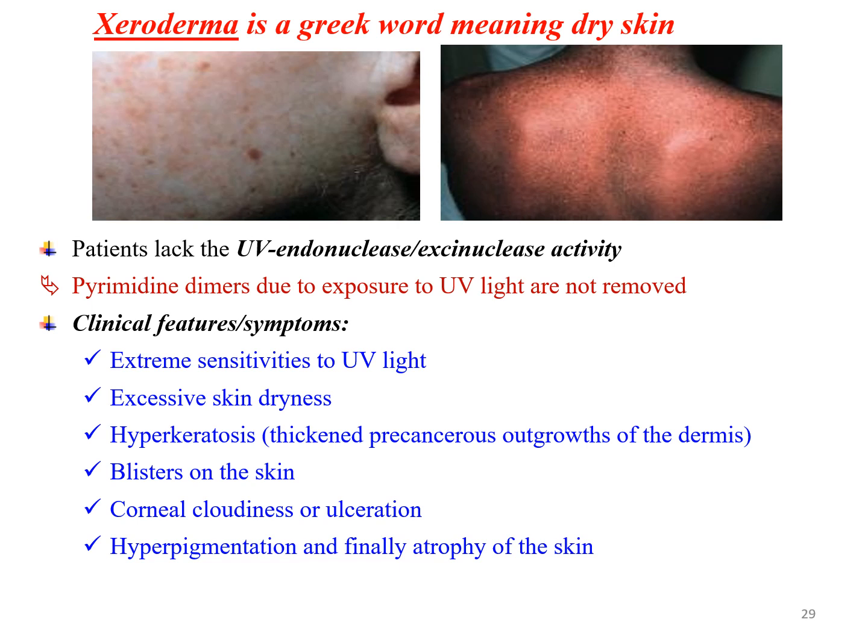Actually, xeroderma is a Greek word which means dry skin. That is what it means. So patients lack UV endonuclease or exonuclease activity, so pyrimidine dimers due to exposure to UV light are not removed. The clinical features or symptoms of this disease are extreme sensitivity to UV light, excessive skin dryness, hyperkeratosis or thickened precancerous outgrowth of the dermis, blisters on the skin, corneal cloudiness or ulceration, hyperpigmentation, and finally atrophy of the skin. These are the critical symptoms of xeroderma pigmentosum.